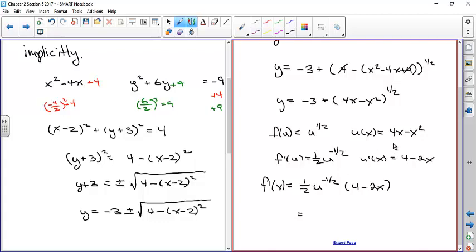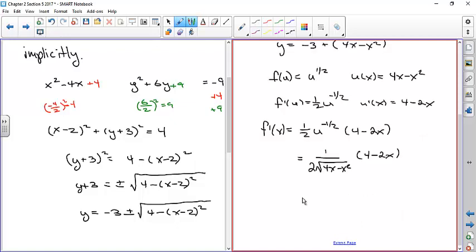And if I substitute u back in and just work it out, you'll have 1/2 square root of 4 minus x squared times 4 minus 2x. So I've moved that to the denominator to make it a positive 1/2, and then I've rewritten it as a square root, and you can see the 2's cancel out here, so I'll have 2 minus x over the square root of 4x minus x squared. So that's y prime in this case.